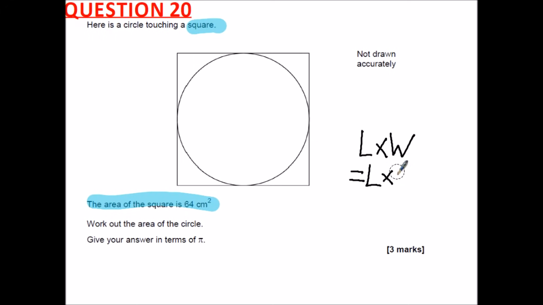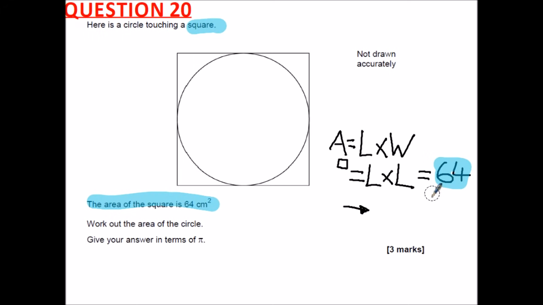So because the width is the same as the length, the area of the square is the length times the length, which we're told is 64. We've been given that piece of information. And so L times L means L squared. So what number, when we multiply it by itself, would give us 64? You might take a bit of trial and error.